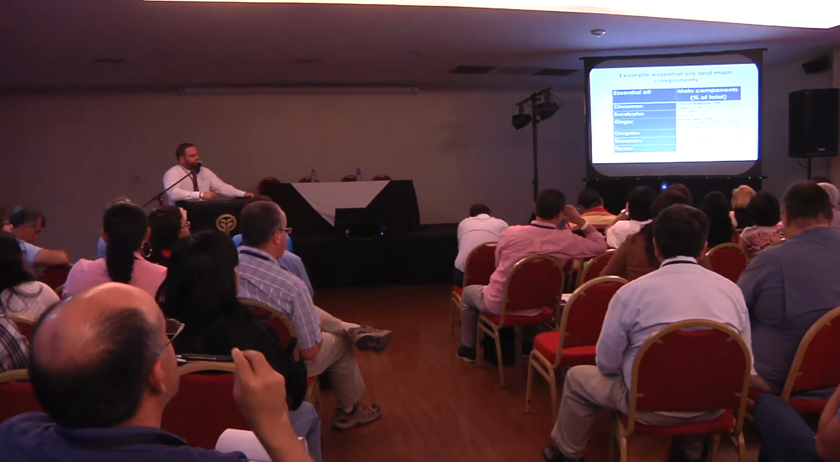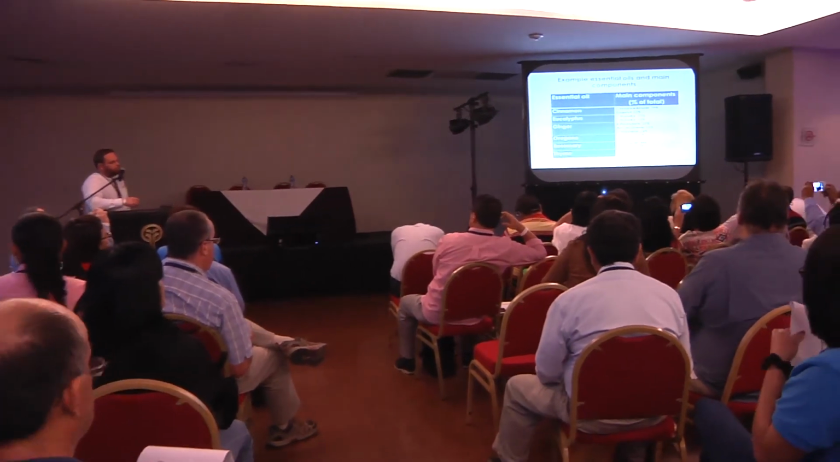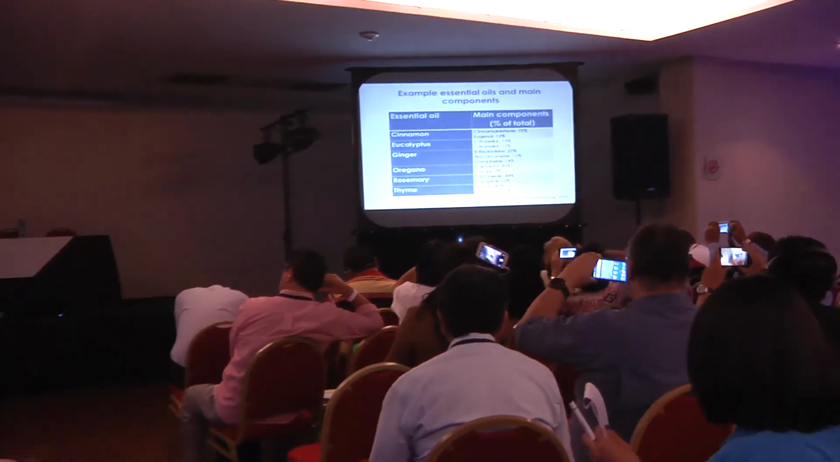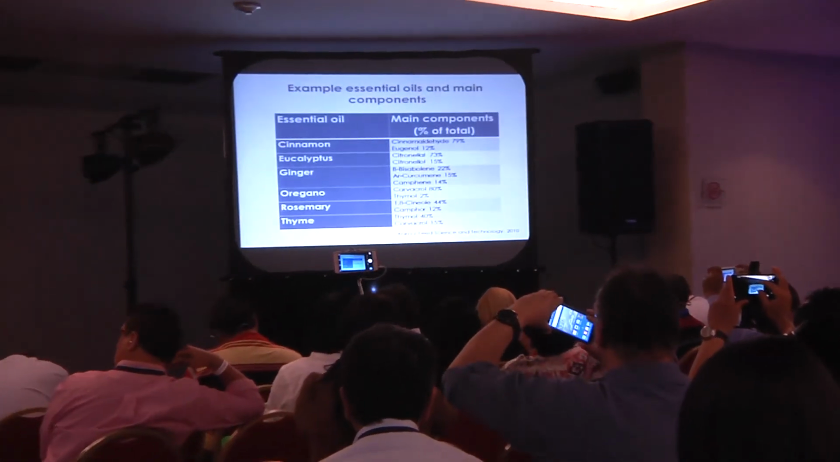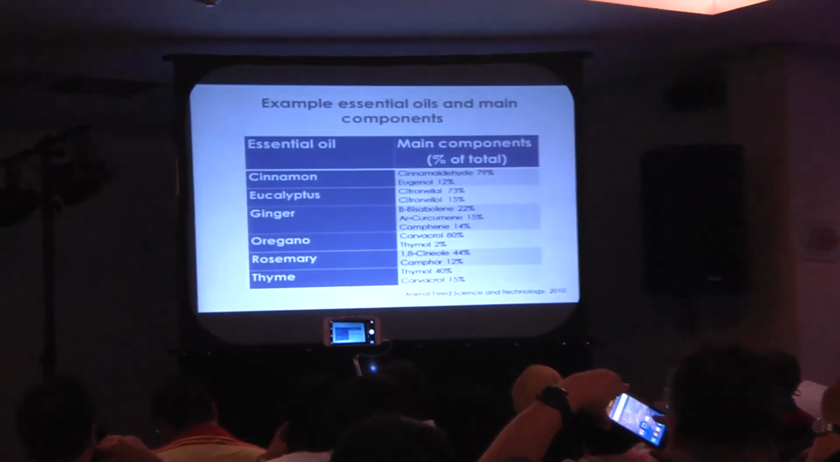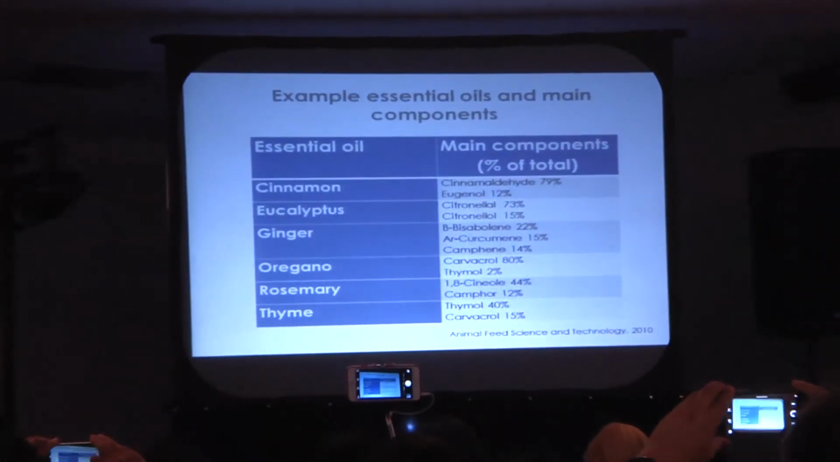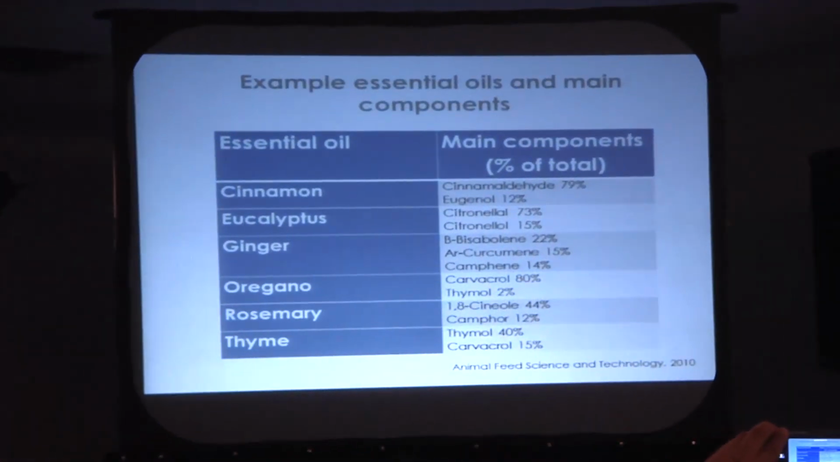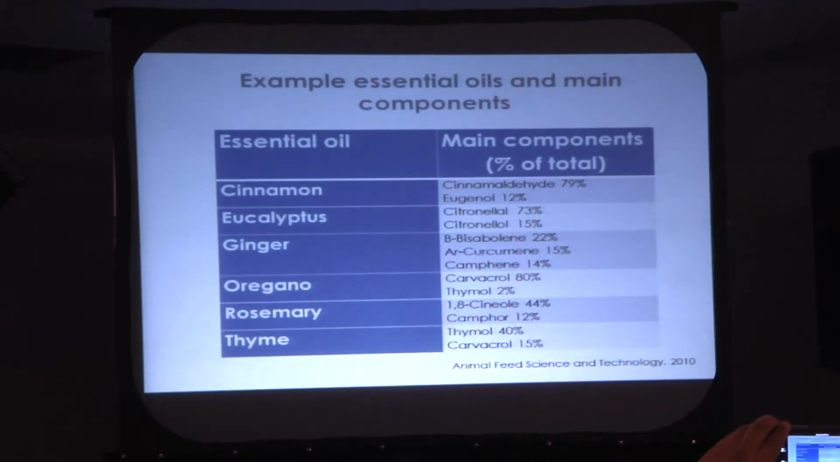This is just a table showing some of the essential oils and their main components in animal production, or in poultry production, some of the ones you might typically come across. We've got cinnamon, eucalyptus, ginger, oregano, rosemary, and thyme. I'm not going to go through the different compounds, but what you can see is that these are made up of different compounds at different percentages.